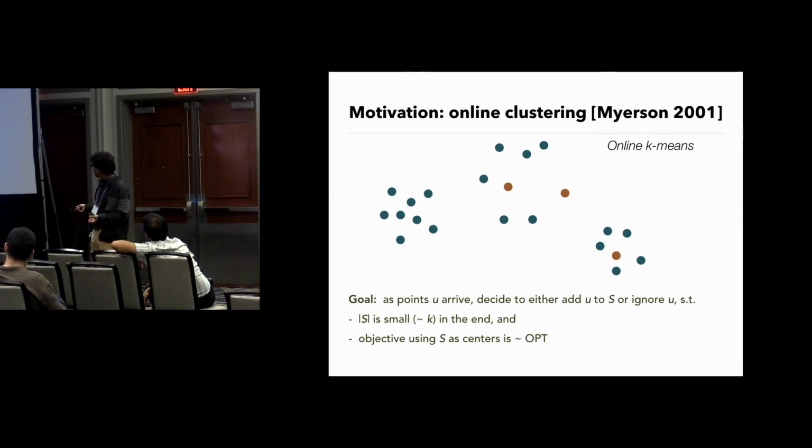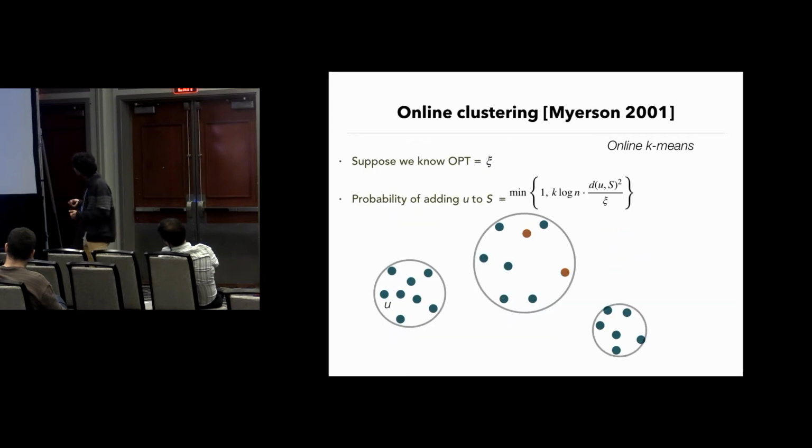In the end, you want roughly k points in your set. And somehow you want the k-means objective that you have using this set S as centers to be something that is close to the optimum k-means objective. So this is the goal in online k-means. And the algorithm that Myerson gave is very simple.